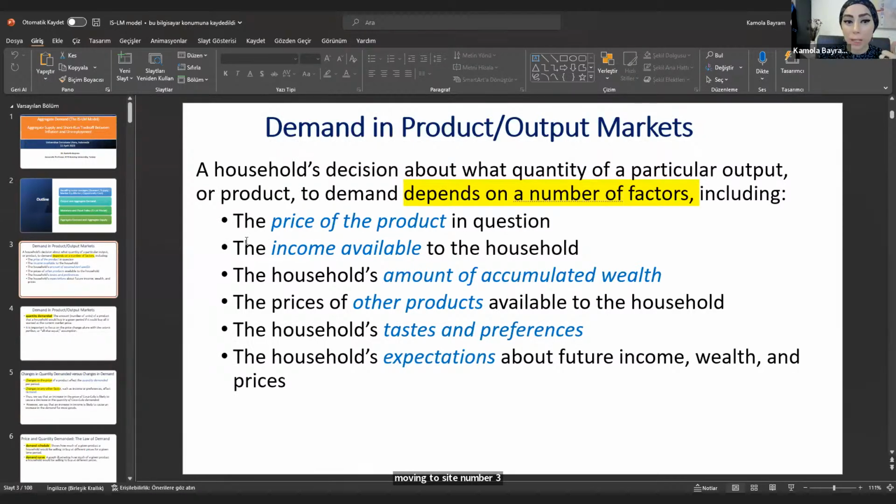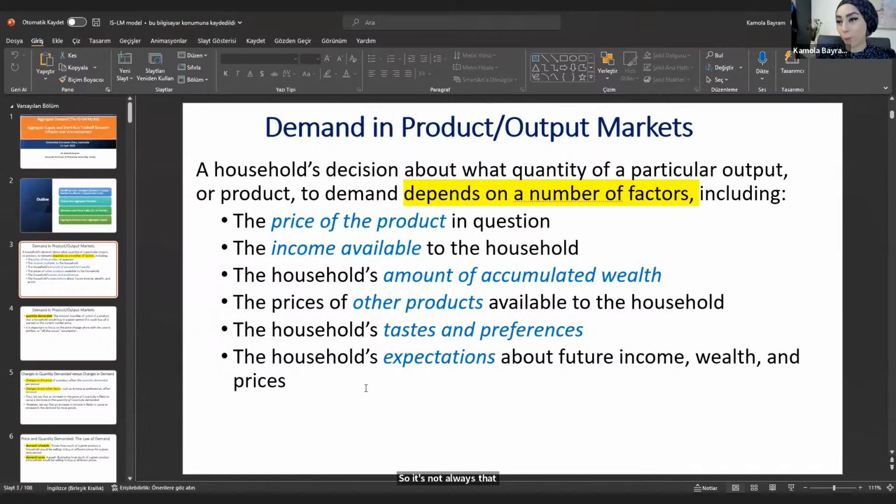This is one factor, and we have other factors such as income available, amount of accumulated wealth, other products' prices, and also tastes and preferences, which might change. For example, you were consuming meat every week, and suddenly you become a vegetarian. So you are not going to consume meat anymore, even though the price is very cheap, right? Meanwhile, the law of demand dictates that if the price is cheaper, you are going to demand more. So it's not always that way, right?